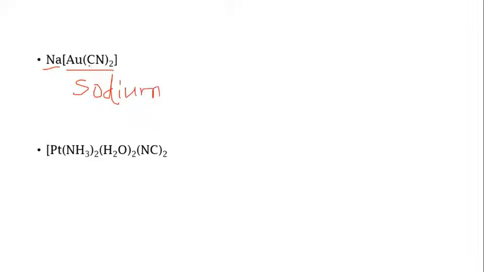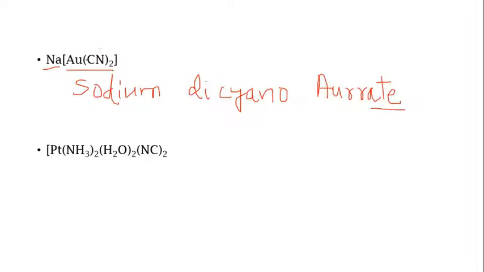Then inside the coordination sphere, you have two cyanide groups. So 2 means di, we use di as the prefix. Then CN minus, whenever you have CN, you will name it as cyano. So this is cyano. Then you have gold as the metal. Gold has Latin name aurum. So you will use aurate, because it ends with -ate, since it is in anionic form.